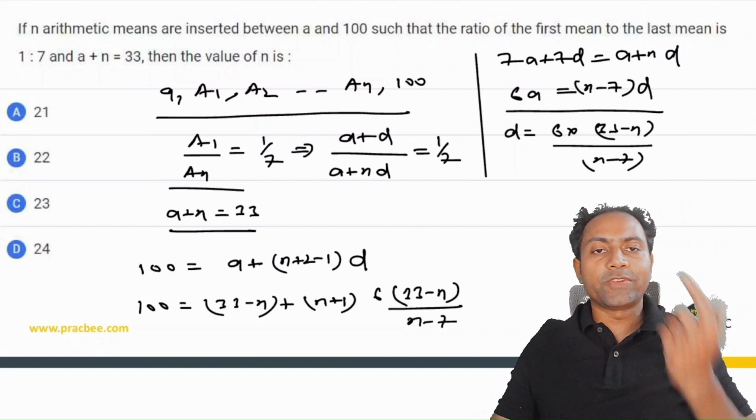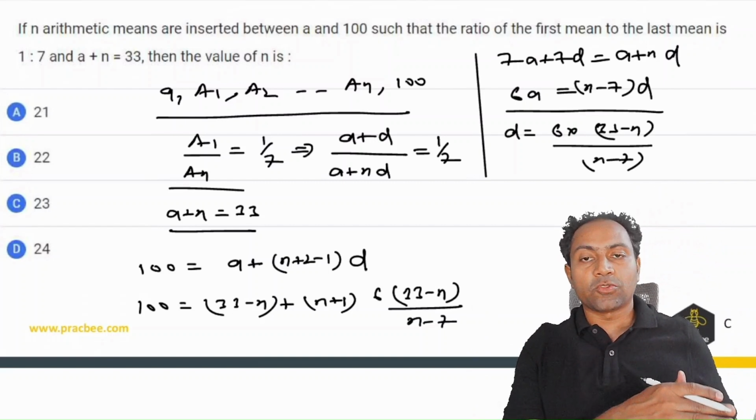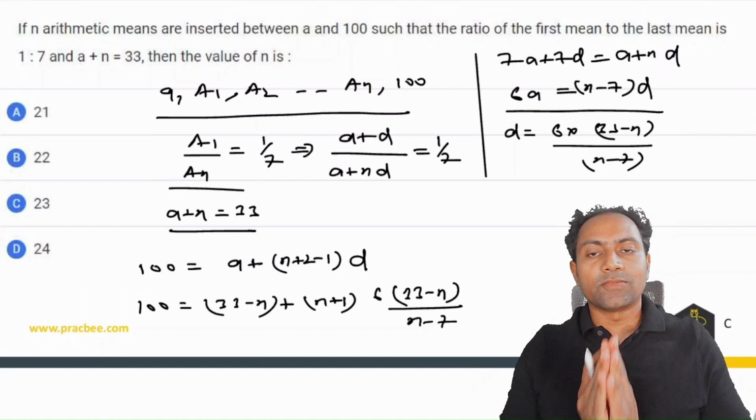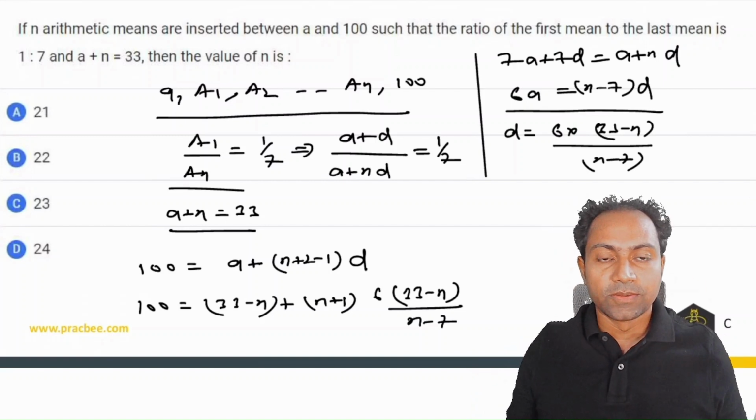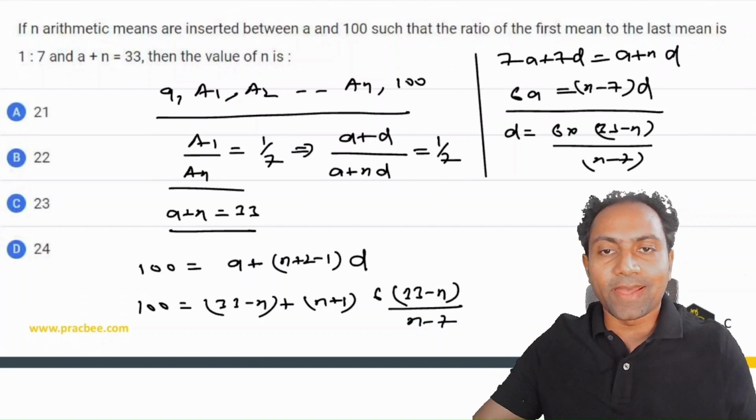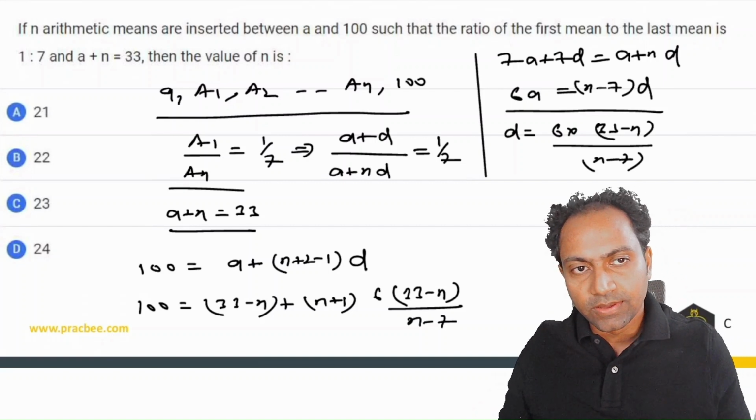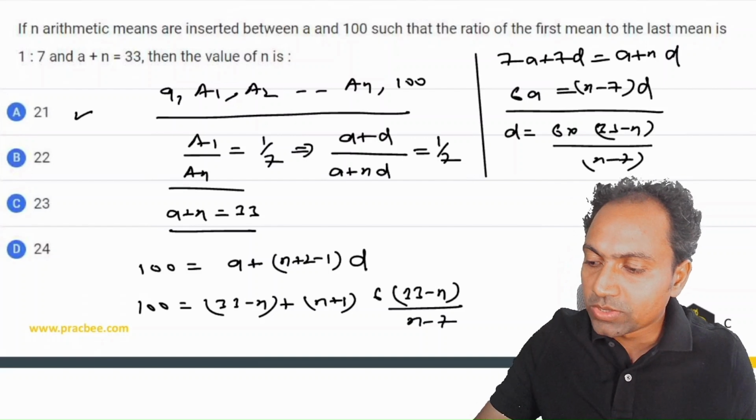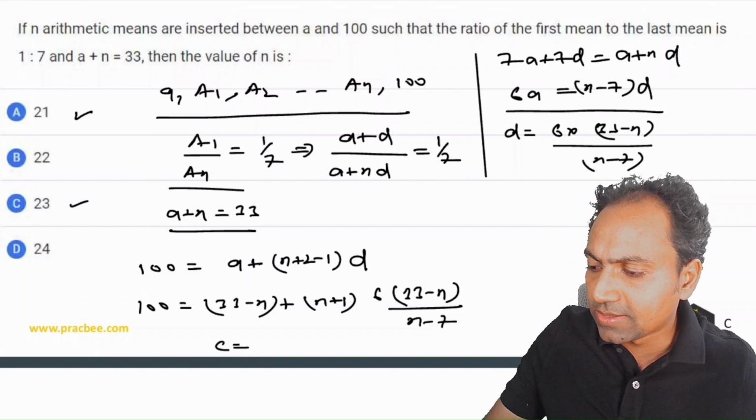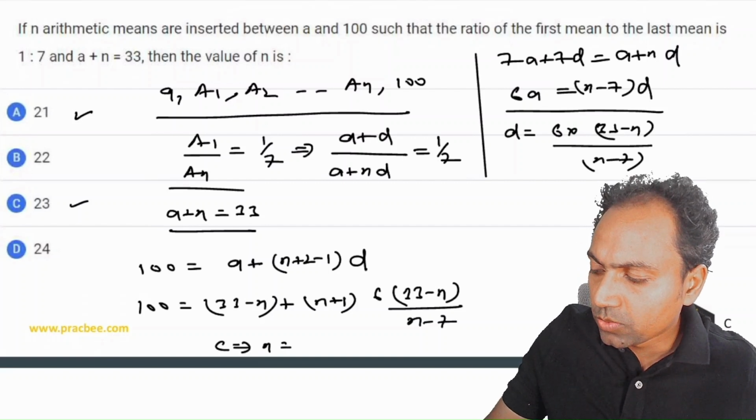See, now there are two ways to move forward. You can take N minus 7 to the other side, make a quadratic, and solve it. It takes a lot of time. So an easier way to solve this question would be to satisfy the options. As you satisfy the options, if you clearly observe, only odd values of N would get satisfied, so it would be more sensible to satisfy these two values first. So if you satisfy, you get your answer as C, that is N equal to 23.